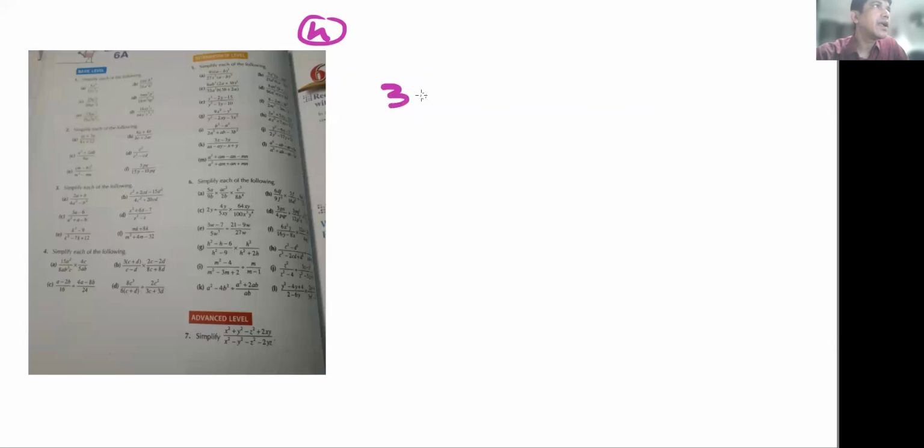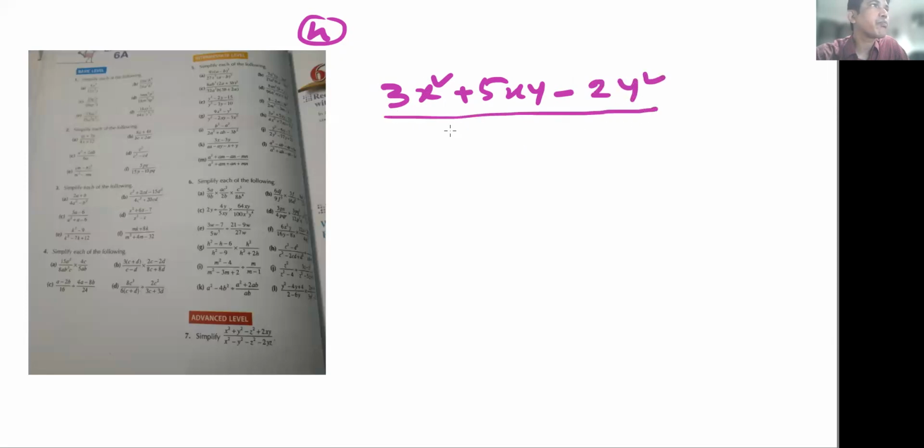We have 3x square plus 5xy minus 2y square, and then 4x square plus 7xy minus 2y square. If you get a three-term expression like this, what will you have to do? You will have to factorize, right?